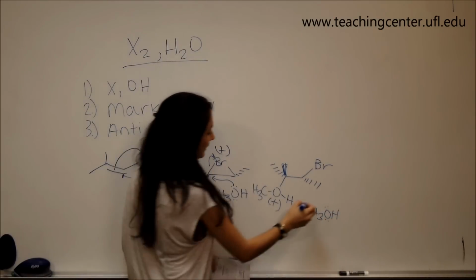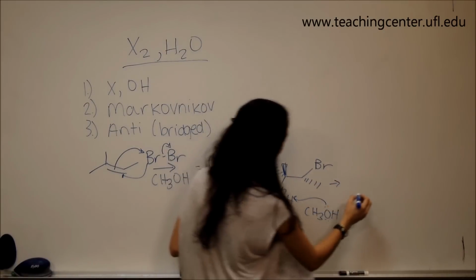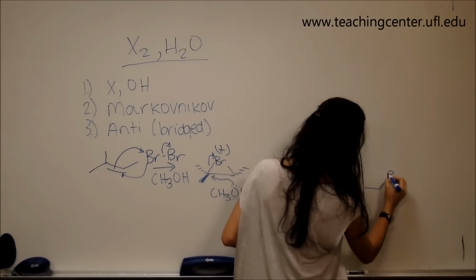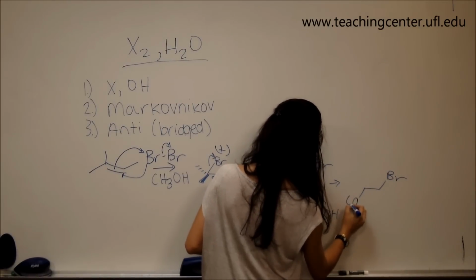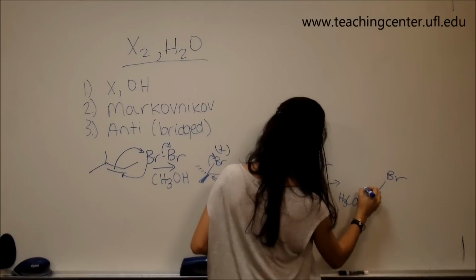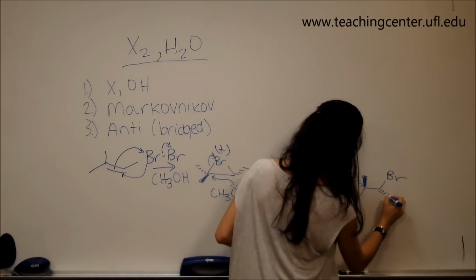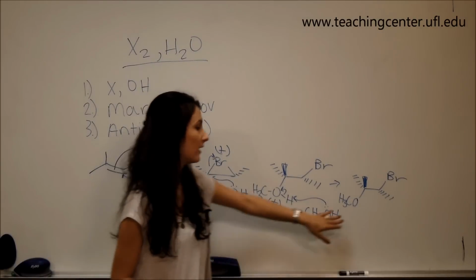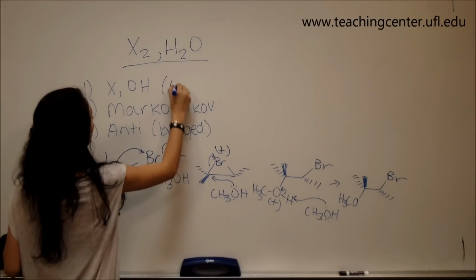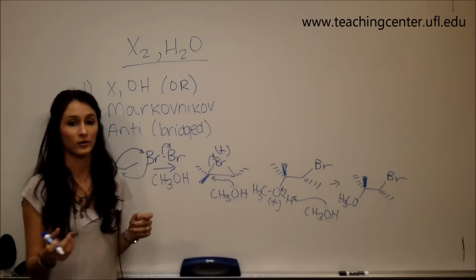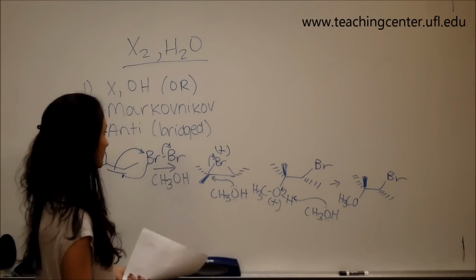And this time you can use the electrons to deprotonate. Okay, so you end up with an OCH3 group. So it's not necessarily always going to be an OH. It can also be an OR, whatever that R group might be. Okay, so just important things to remember from this reaction.